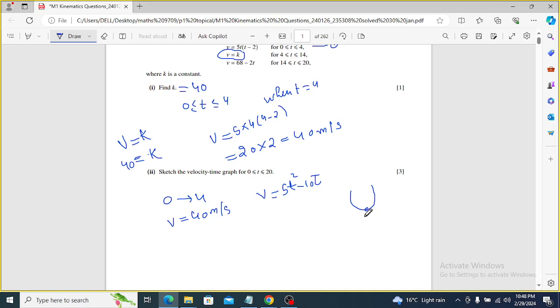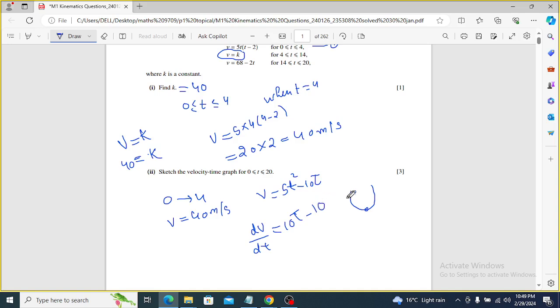It is a quadratic, and if it is quadratic, then the derivative at the stationary point must be 0. Derivative at the stationary point must be 0 whenever you get a quadratic expression. So I am going to take the derivative of this. The derivative of the velocity, dv by dt, will be equal to the derivative of 5t square minus 10t. 5 times 2 is 10t, minus 10.